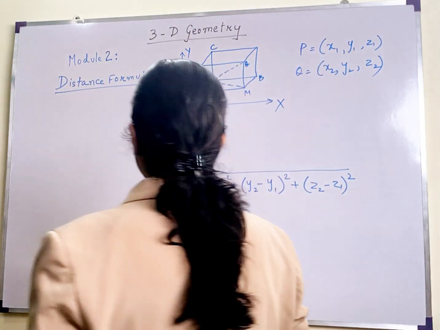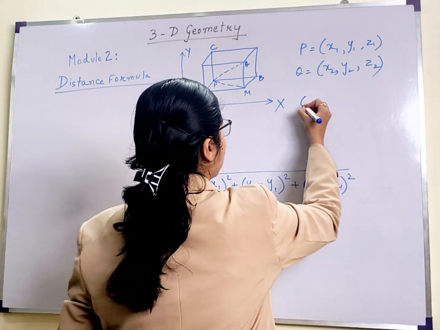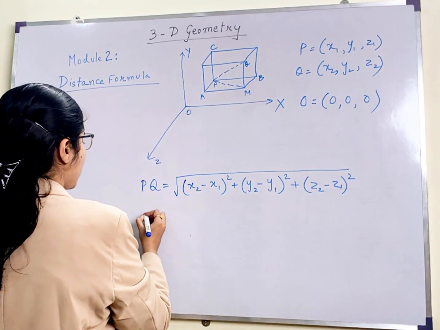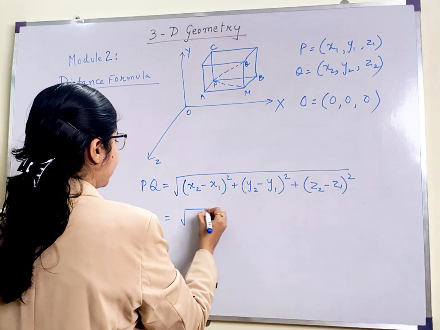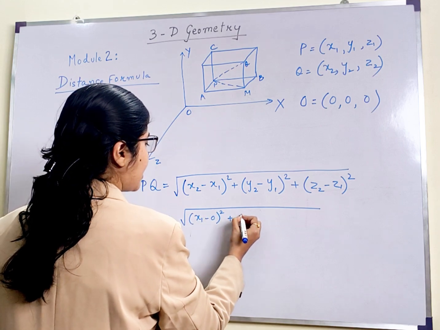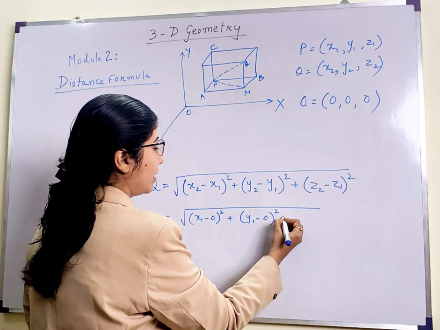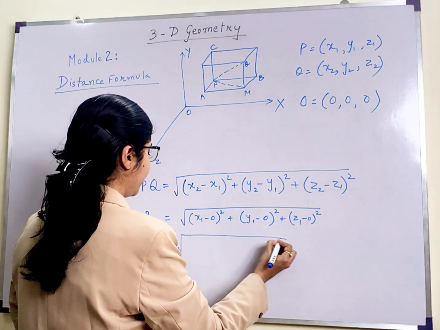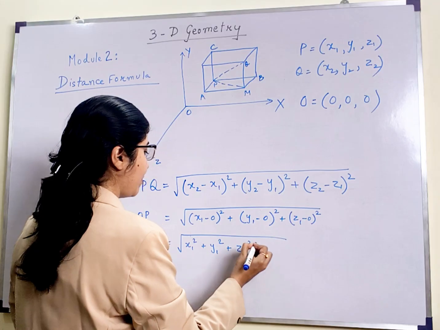Now, if you are asked to find the distance between P and the origin, what are the coordinates of the origin? 0, 0 and 0. So the distance between P and the origin will be the square root of (x1 minus 0) whole square plus (y1 minus 0) whole square plus (z1 minus 0) whole square, which is equal to the square root of x1 square plus y1 square plus z1 square.